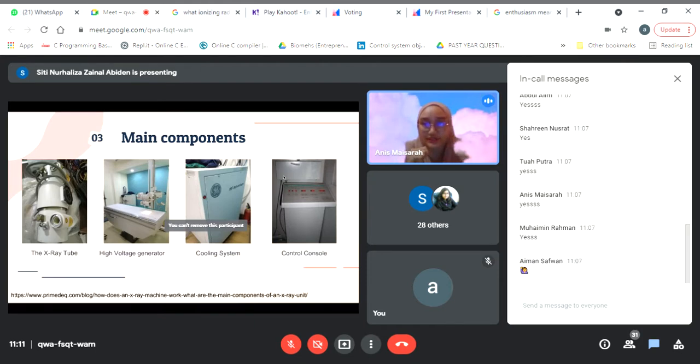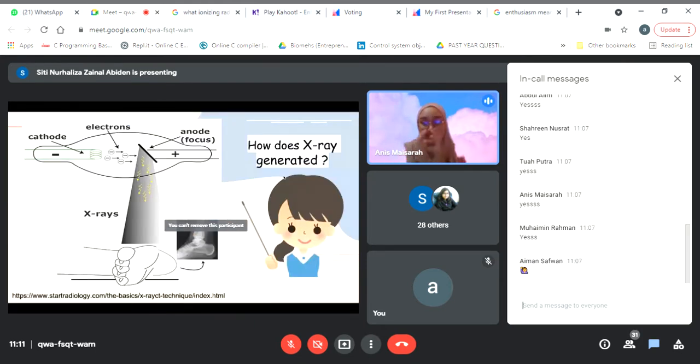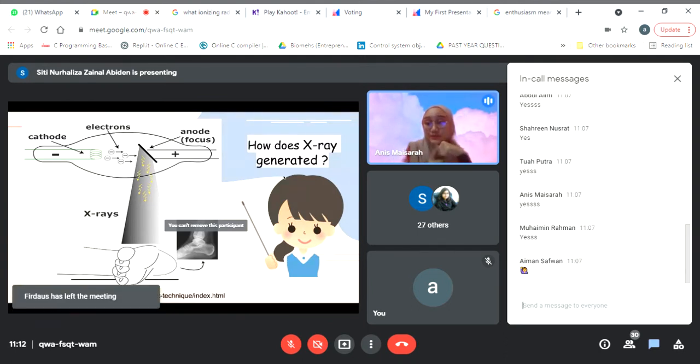Siti, can you? Okay, you can refer to this slide. So imagine that you have two filaments, cathode and anode. Imagine that this is the cathode. We know that every filament has surface electrons on it, right? And electrons, when given enough energy, will break free from their bonds. So we will apply this concept to this cathode.